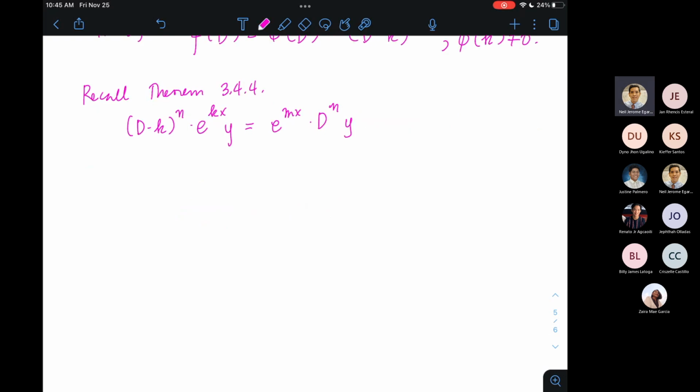Pero merong specific case na masaya rito. So just if y is x to the n, then we can easily compute d to the n applied to y. It will simply be the nth derivative of x to the n, but that will just be n factorial. Tama? So papalitan ko ngayon yung y dito ng x to the n. Makikita nyo mamaya kung bakit gusto ko yung x to the n yung gawing y. And what would be its implications to our solution.